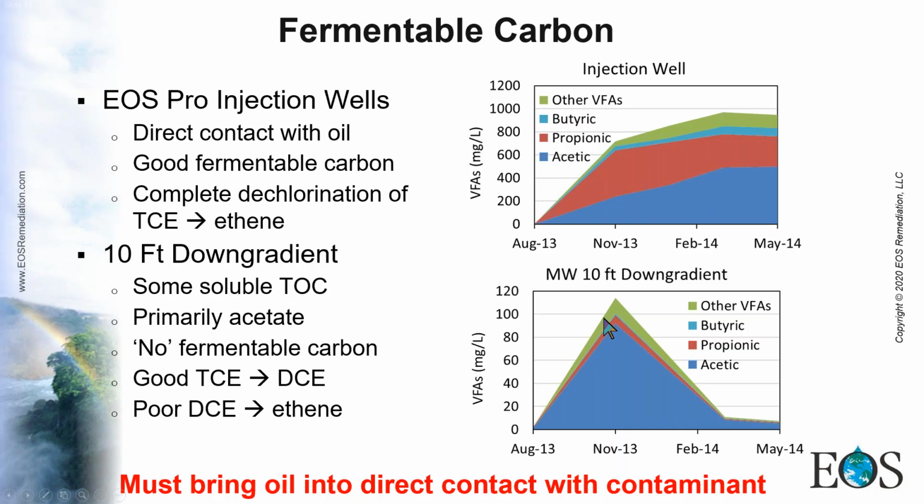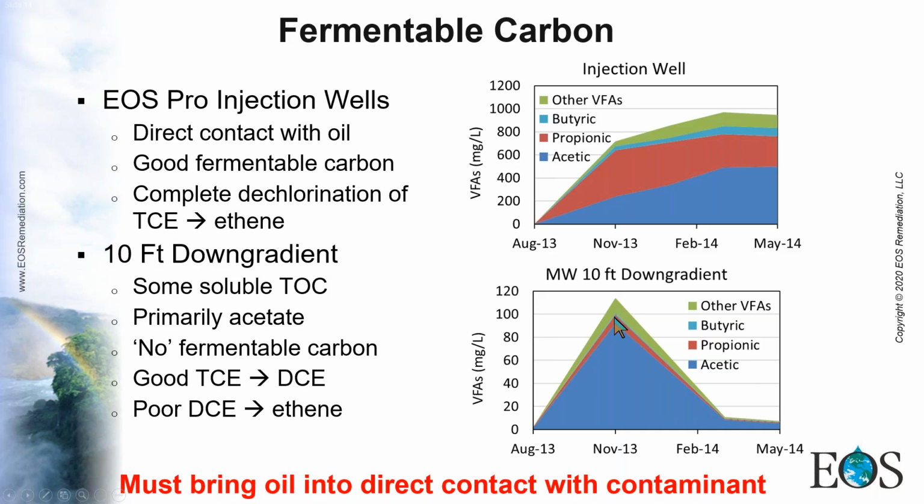But the key thing I want you to see here is in the upgradient well, the injection well, yeah, we produced a decent amount of acetic acid, but we also had quite a bit of propionic acid. We had butyric acid and some other longer chain fatty acids. We probably had, let's see, 500 milligrams per liter of acetate, but then almost another 500 of these longer chain fatty acids that can be fermented and will produce hydrogen. So in this area here, we can produce a lot of hydrogen, and get good, complete conversion to ethene.